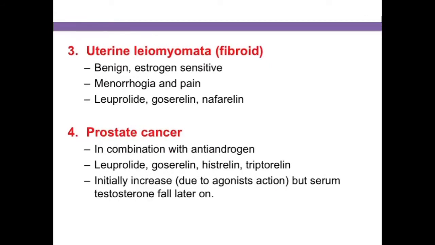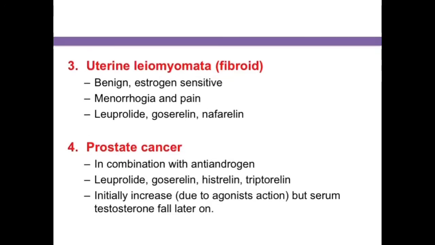Then we can also use GnRH analogs in the treatment of fibroids. Now, fibroids are benign and estrogen sensitive. However, they can cause menorrhagia and pain during menstruation. So the agents we can use are leuprolide, goserelin, and nafarelin.